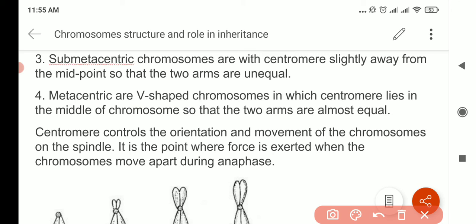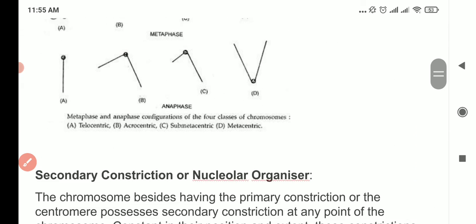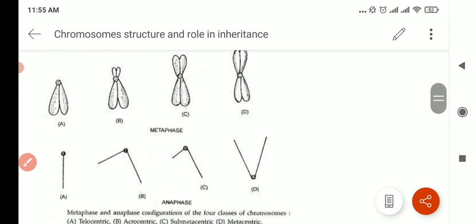So it is the centromere that controls the direction, that is, the orientation and the movement of the chromosome on the spindle. It is the point where the force is exerted when the chromosomes move apart during anaphase. Okay, so I'll stop here for today.